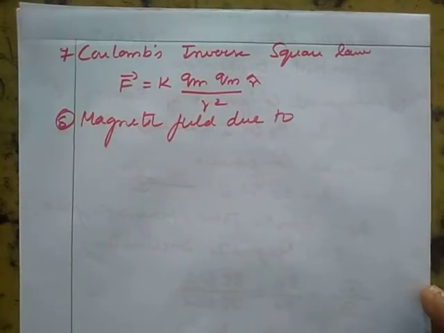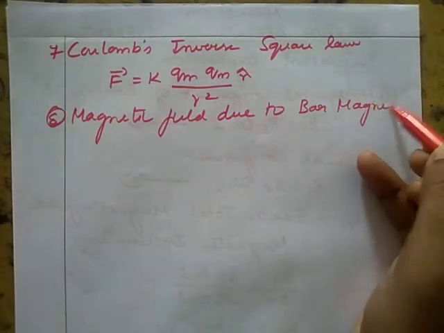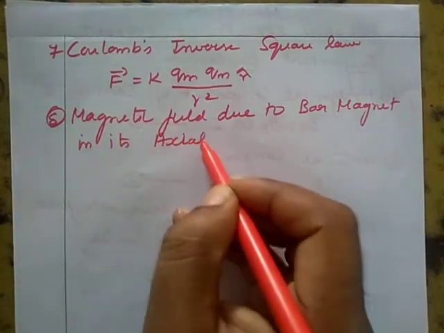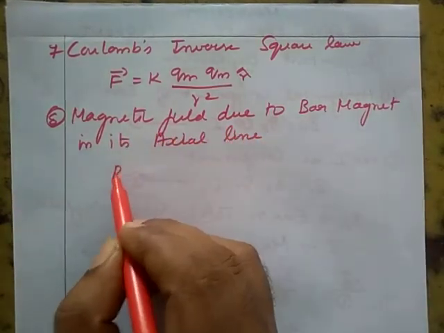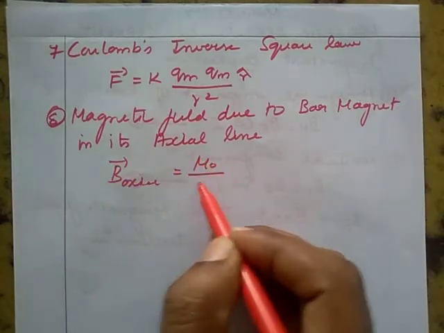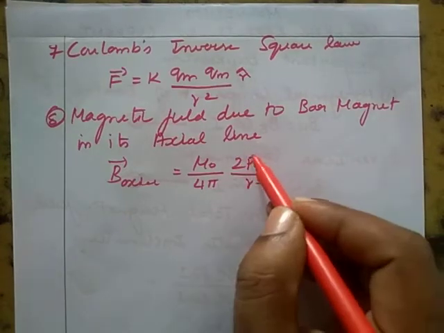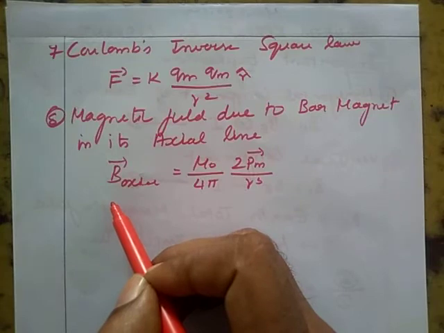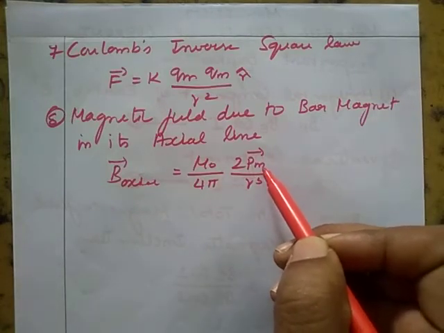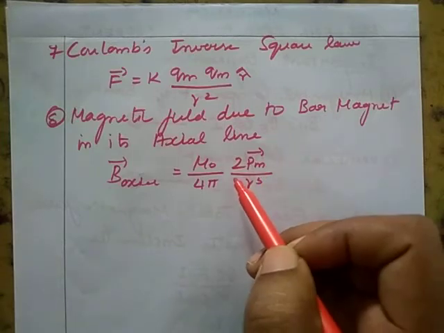Then the magnetic field due to a bar magnet in its axial line, that is B axial vector is equal to mu naught by 4 pi, 2 pm by r cube, or 2 pm vector. Here the direction of the magnetic field is in the direction of the magnetic dipole moment. We know the magnetic dipole moment direction is from south pole to north pole.